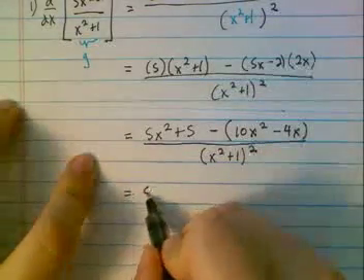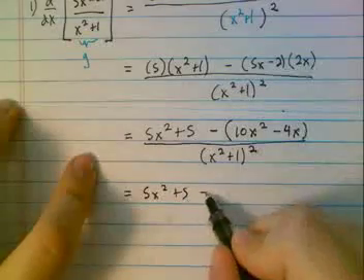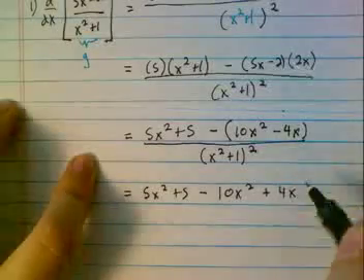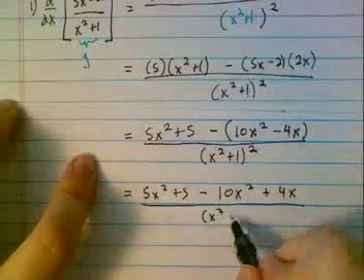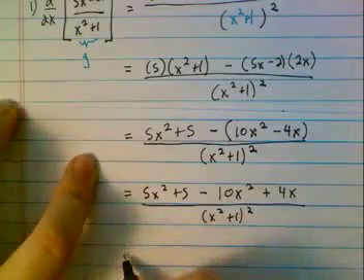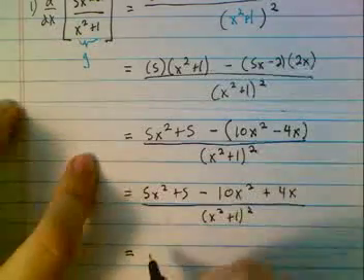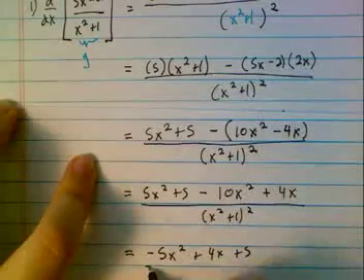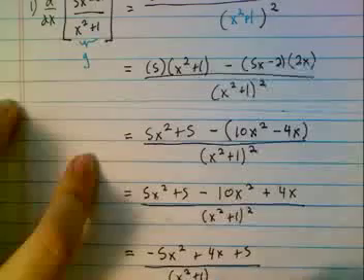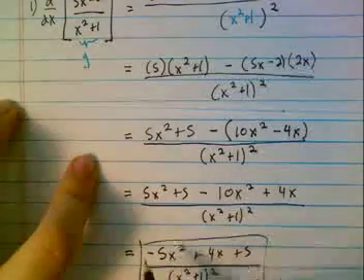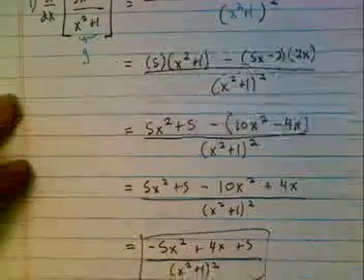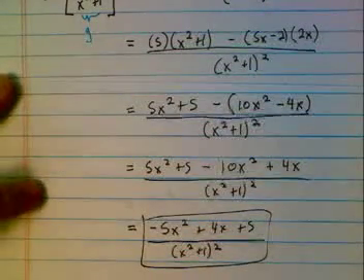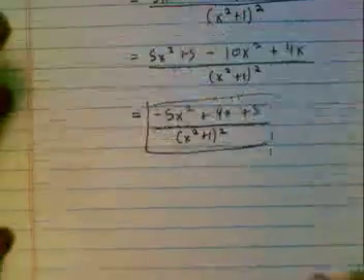So now when we distribute that negative, 5x squared plus 5 minus 10x squared plus 4x over x squared plus 1 squared. And then when we combine like terms, negative 5x squared plus 4x plus 5 all over x squared plus 1 squared. Let's do another problem together, and then I'll have you do the check for understanding problem on your own.